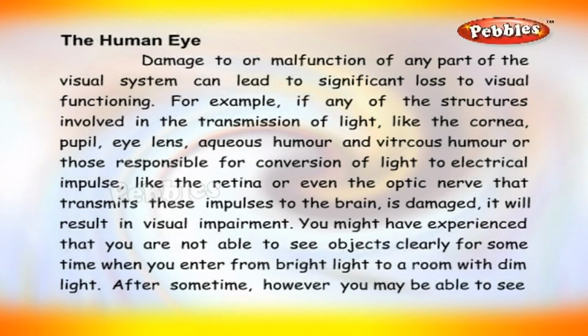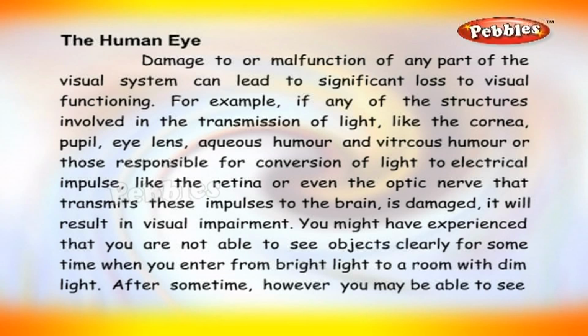For example, if any of the structures involved in the transmission of light, like the cornea, pupil, eye lens, aqueous humor, and vitreous humor, or those responsible for conversion of light to electrical impulse like the retina, or even the optic nerve that transmits these impulses to the brain is damaged, it will result in visual impairment.